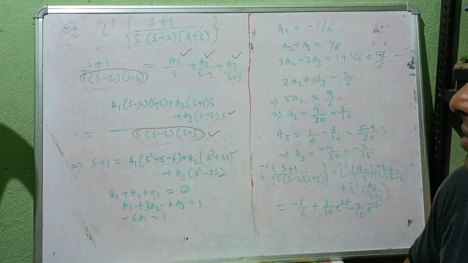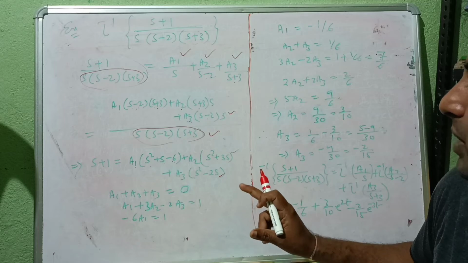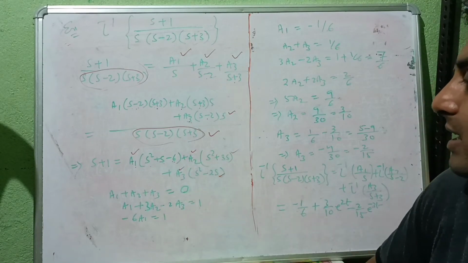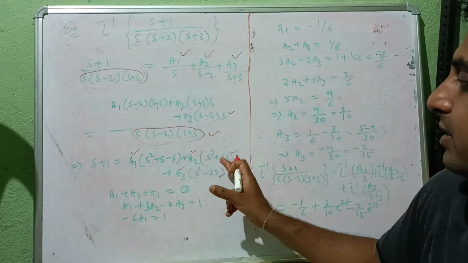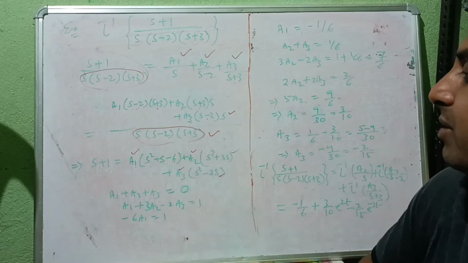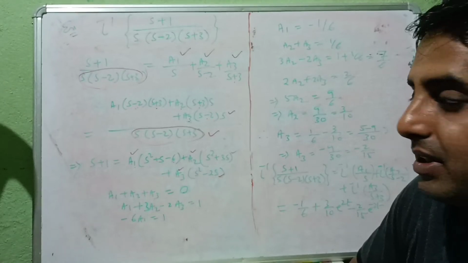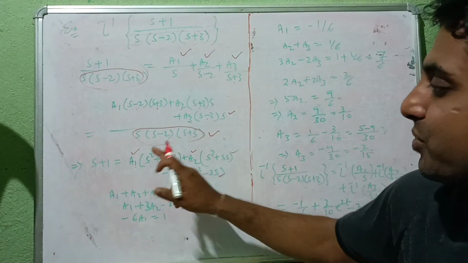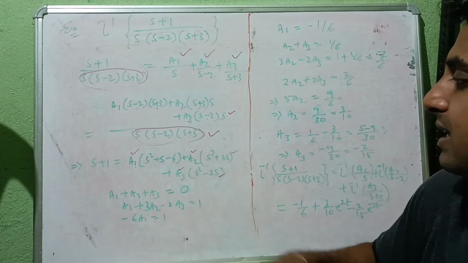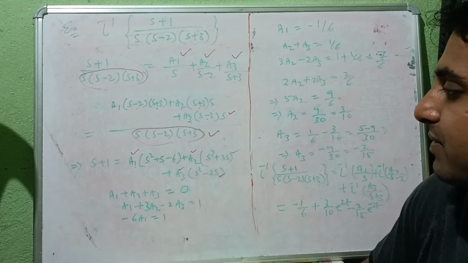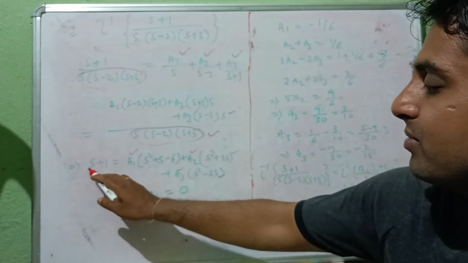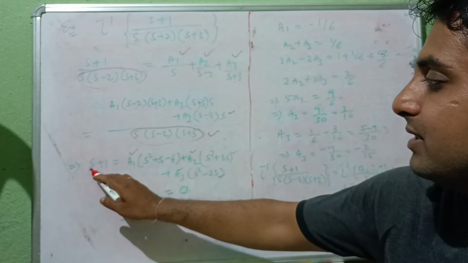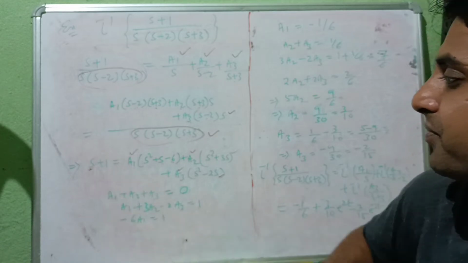Okay. Now, because we have to find the constants only, we try to compare the coefficients of different powers of s. First compare the coefficient of s square on the left hand side as well as the right hand side. On the left hand side, there is no term of s square, so the coefficient of s square is 0.